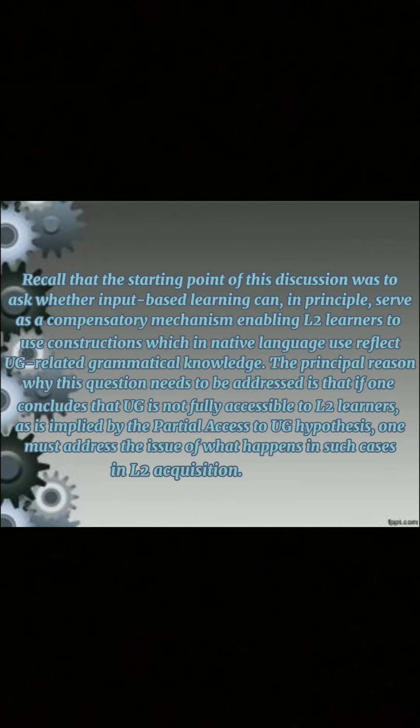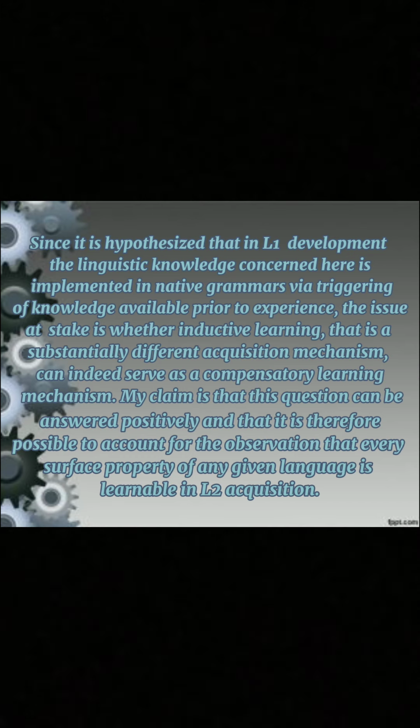as is implied by the partial access to UG hypothesis, one must address the issue of what happens in such cases in L2 acquisition, since it is hypothesized that in L1 development, the linguistic knowledge concerned here is implemented in native grammars via triggering of knowledge available prior to experience.